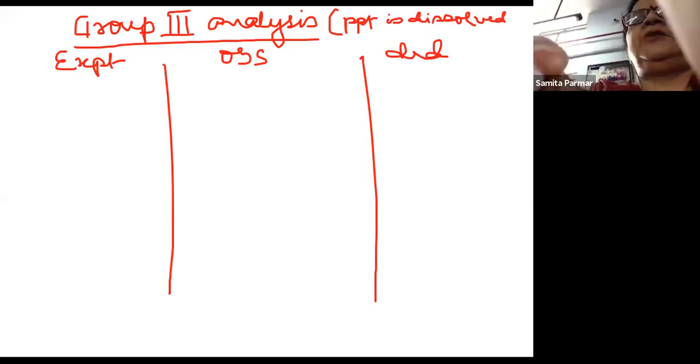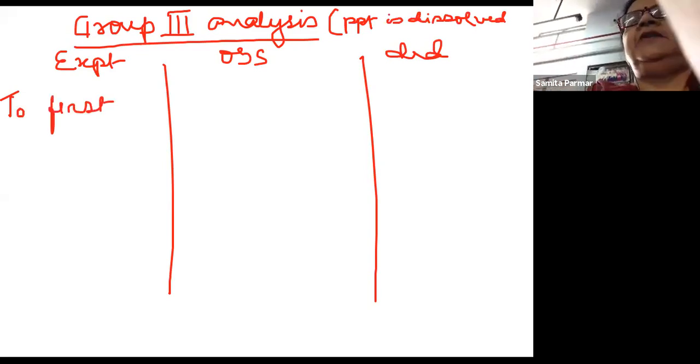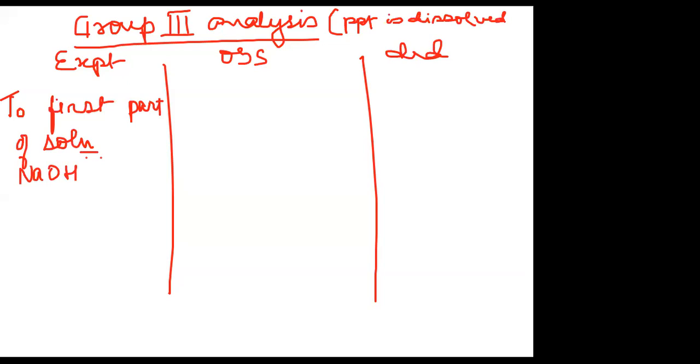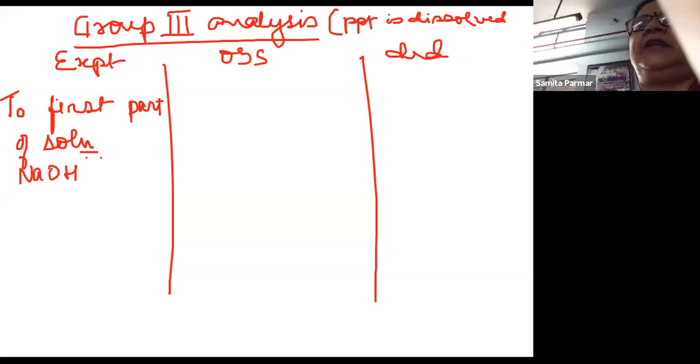To the first part of the solution, you will add sodium hydroxide, first in little, then in excess. All right, you know that aluminium ions are amphoteric in nature, so they are supposed to give a white precipitate, which will then dissolve in excess. So to the first part of the solution, add NaOH first in little, and then in excess.